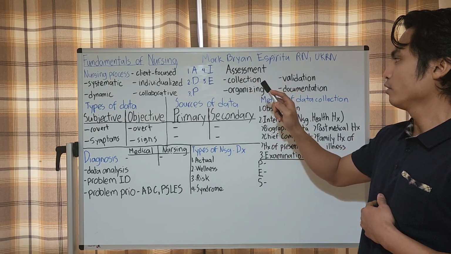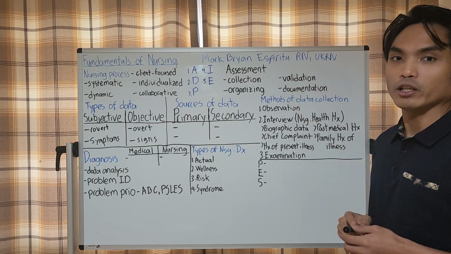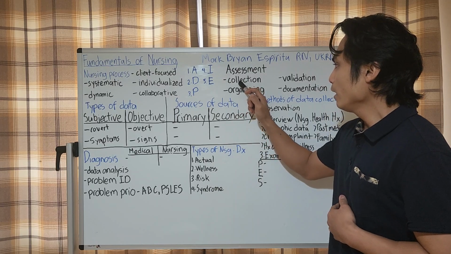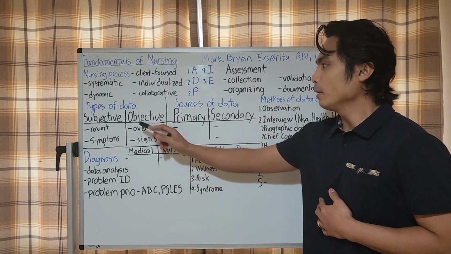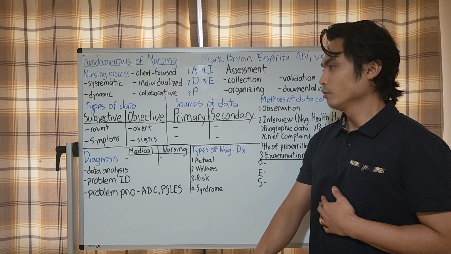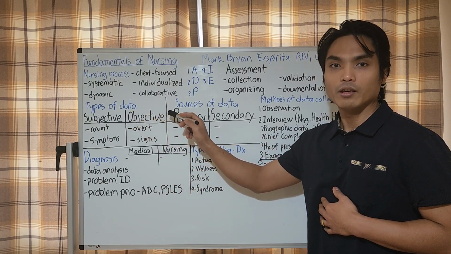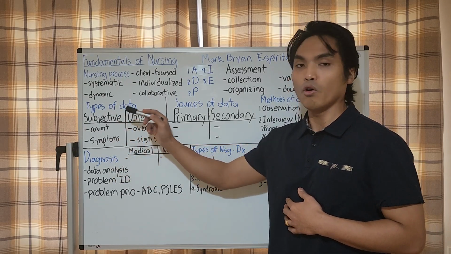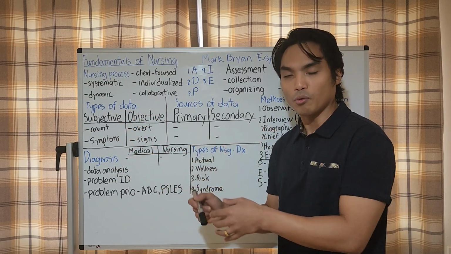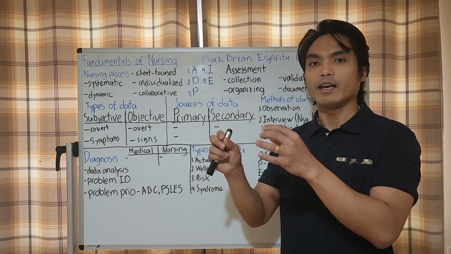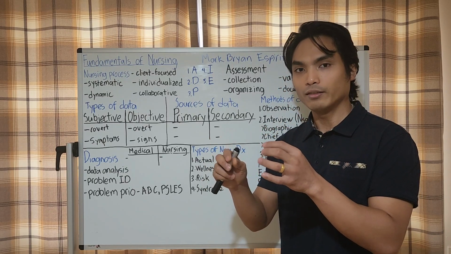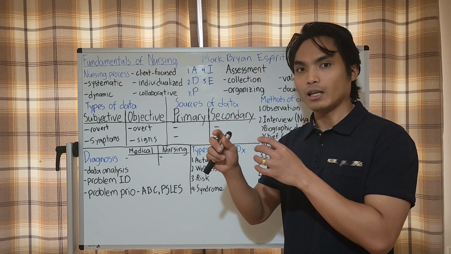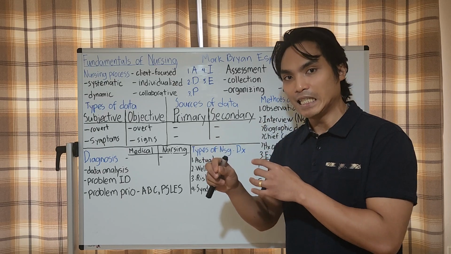Assessment is the collection, organizing, validation, and documentation of data. Okay, so data collection. We have 2 types of data here: the subjective and the objective. Subjective data are your covert data or your symptoms. It's only the client who can report these symptoms. For example, the client verbalized she's having pain on her right knee.